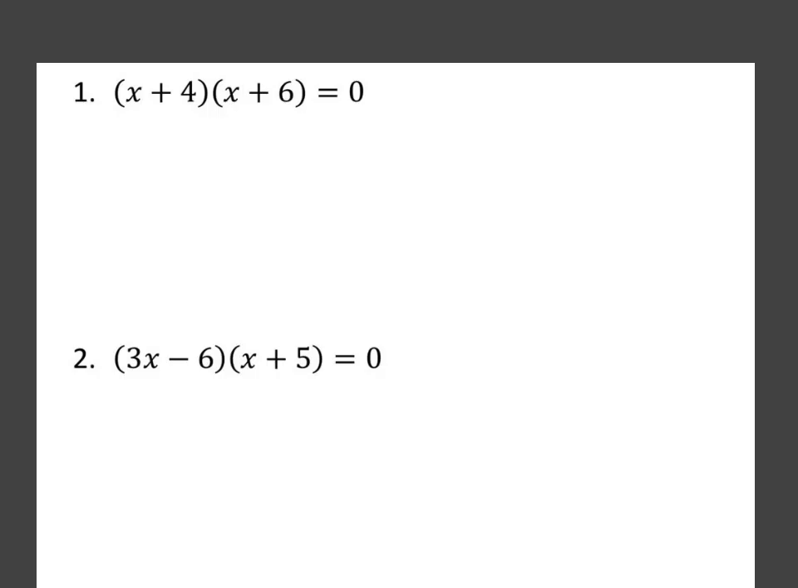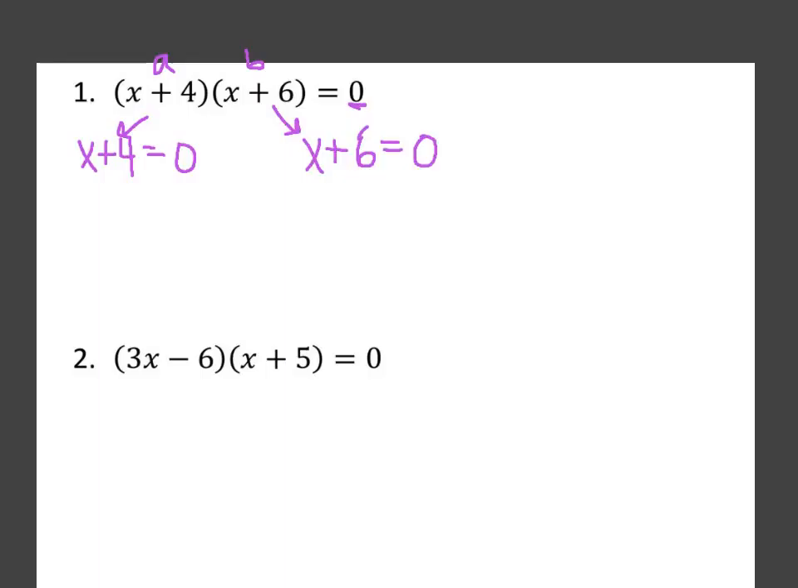If I have an equation, such as the first one, which is x plus 4 times x plus 6 equals 0. Here we have a case of the zero product property because I have two things being multiplied together. So I could call this my A and this my B. And the zero product property tells me that if A times B equals 0, then either A must equal 0 or B must equal 0.